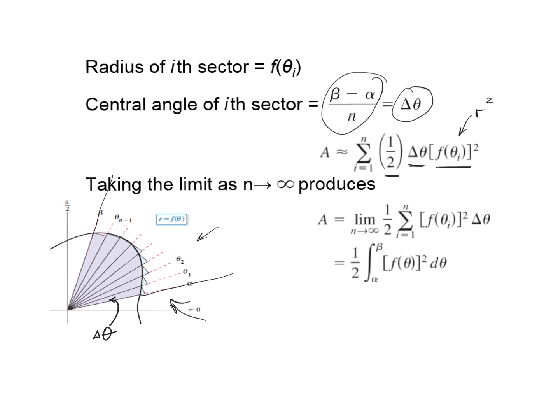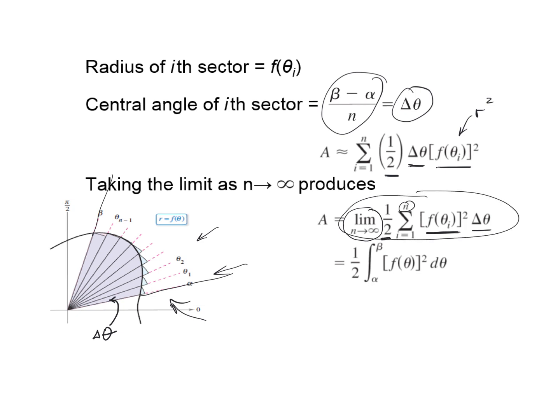That's the radius squared. But remember, it's a function of theta. Then we add them all up. Well, then if we take the limit of that as we go to infinity, so we make all of these little slices over here infinitely small, so they're really, really teeny, it becomes, we still have our half out here in front, and we have our radius squared and delta theta, which is the change in theta.